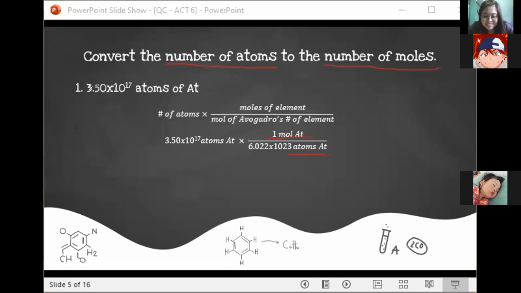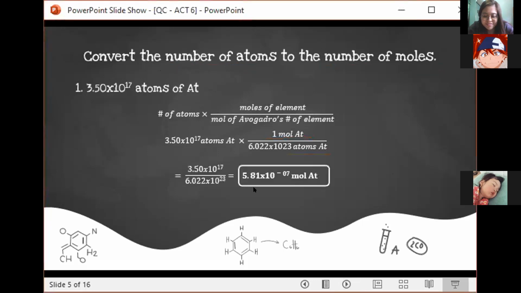So since we have 3.50 times 10 raised to 17 atoms of astatine, i-convert natin yan siya kung ilang moles yung 3.5 times 10 raised to 17 atoms of astatine. So the answer is 5.81 times 10 raised to negative 7 moles of astatine.